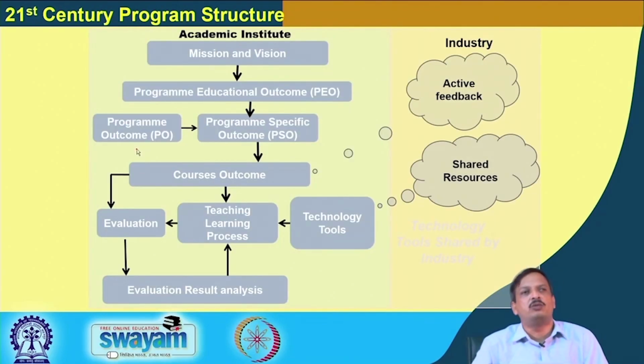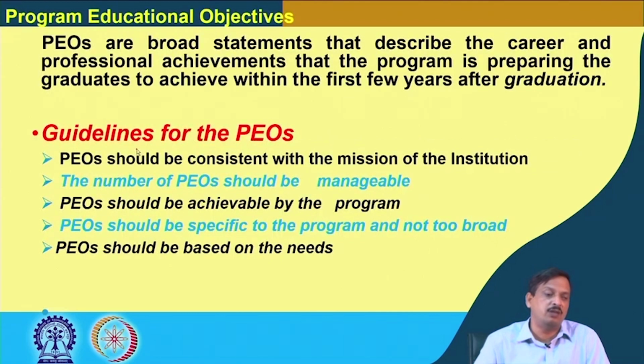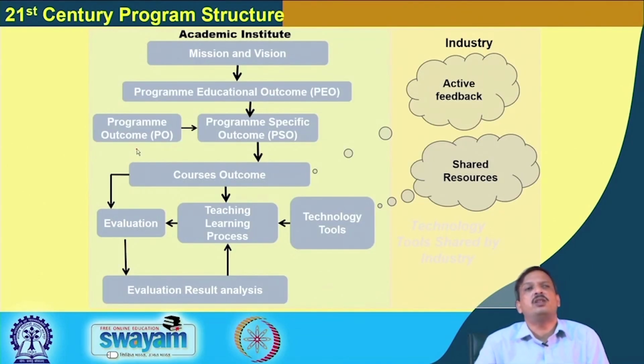Then again I come to the program educational outcome. How do I write the program educational outcome? It is there in the slides. I am not reading the slides; I just explain it and then you can see the slides. So, what is program educational outcome or program educational objective?